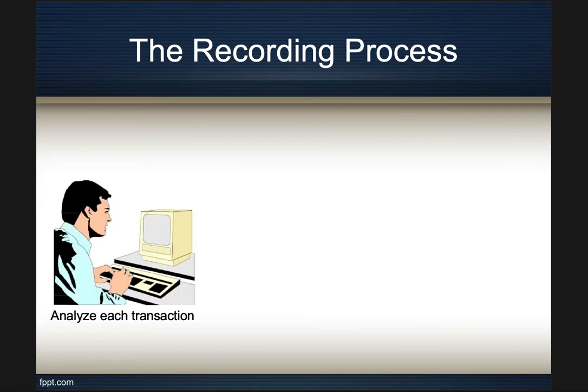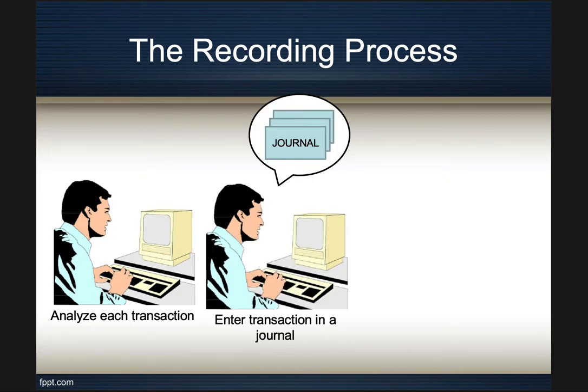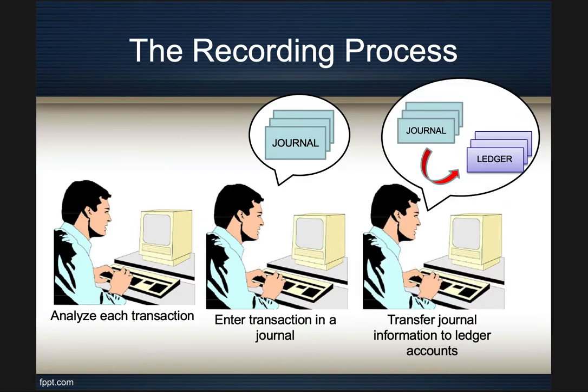So first we have to analyze each transaction. Using the knowledge that I have taught you, that increase and decrease analysis, apply the debit and credit procedures. You have to remember that. Then you have to enter the transaction in a journal. So a journal is a book of original entry. Now from the journal, you have to transfer that information to the ledger accounts. There are a lot of ledger accounts, and the number of ledger accounts depends on how many individual accounts you have in your journals.